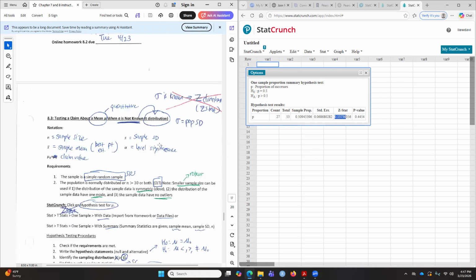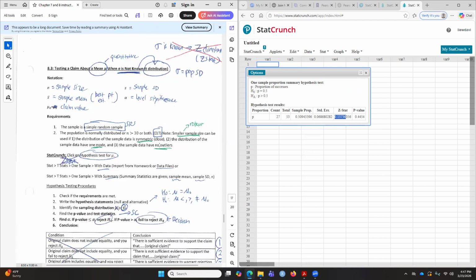Now the next section we're going to do is hypothesis testing for a population mean. So we're going to use the t-distribution.